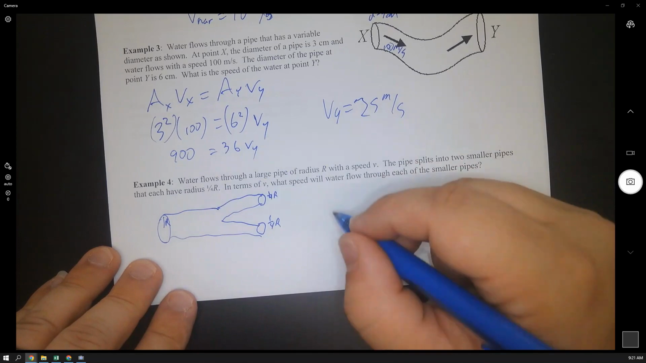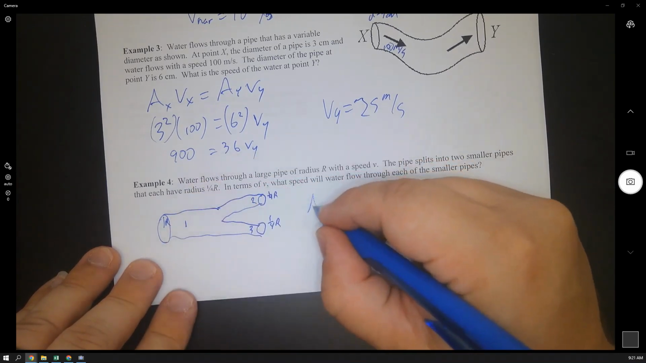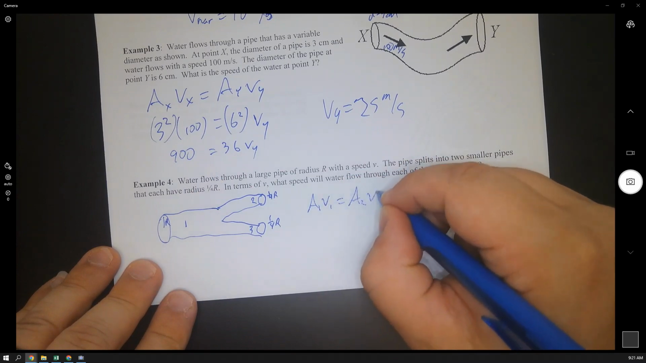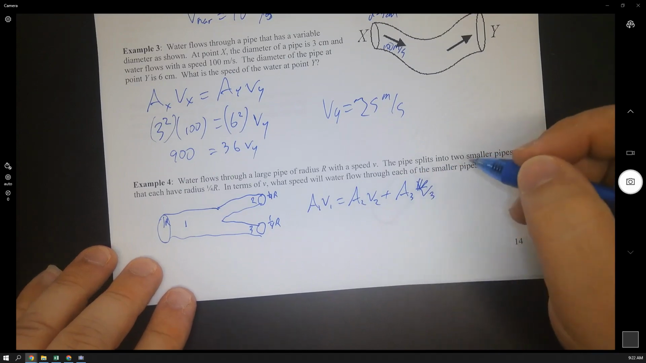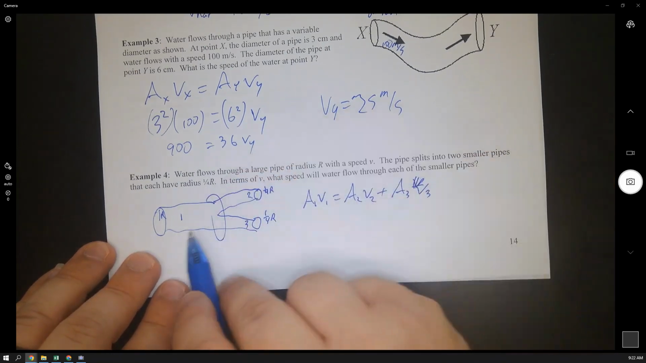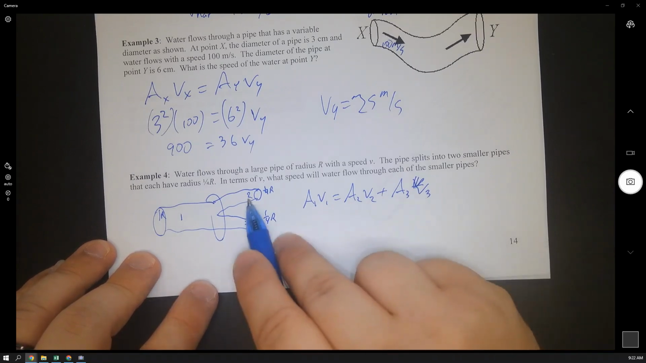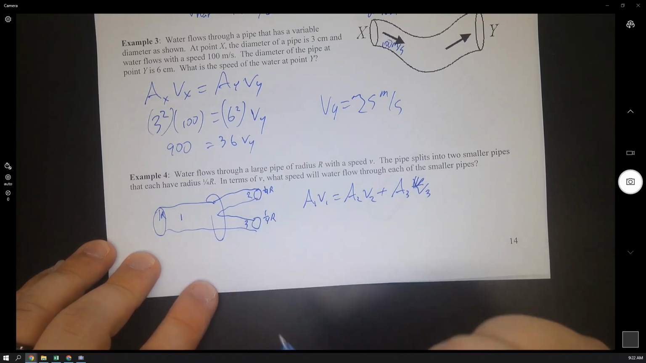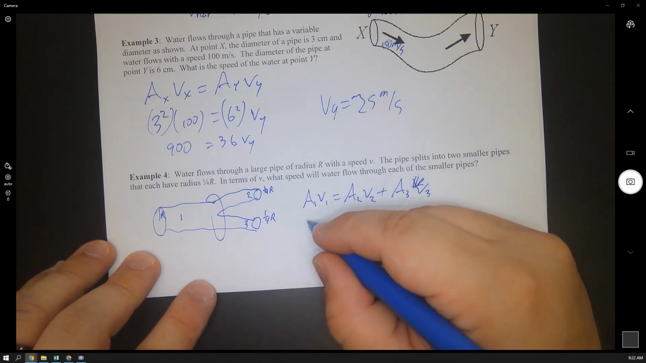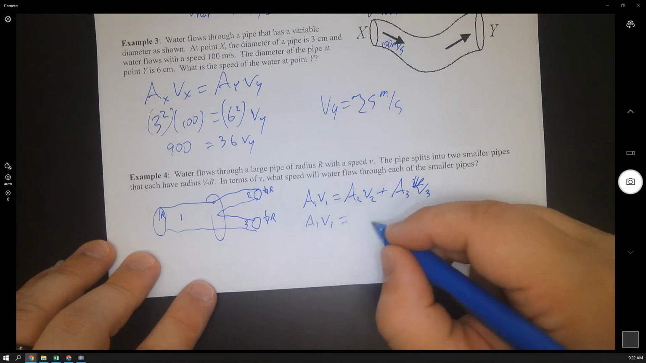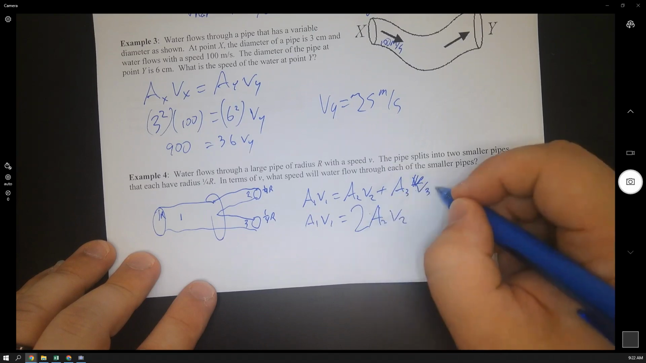Okay, so here's what I'm going to say. I'm going to call this 1 and 2 and 3. So area 1 velocity 1 equals area 2 velocity 2 plus area 3 velocity 3. That's because this splits at this junction. So the total flow rate in has to equal the total flow rate out. Now the good news is that these are identical. So because they're identical, I can assume that these are just like terms. So I'm just going to call this area 1 velocity 1 equals 2 times area 2 velocity 2, because they're equal anyway.